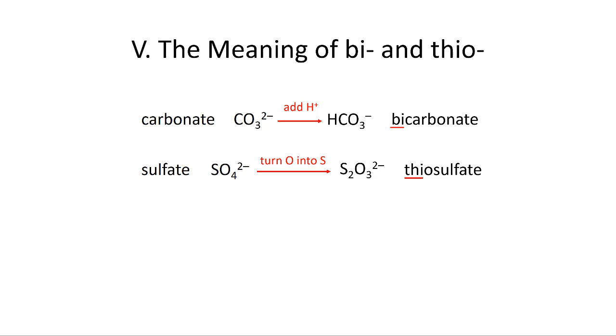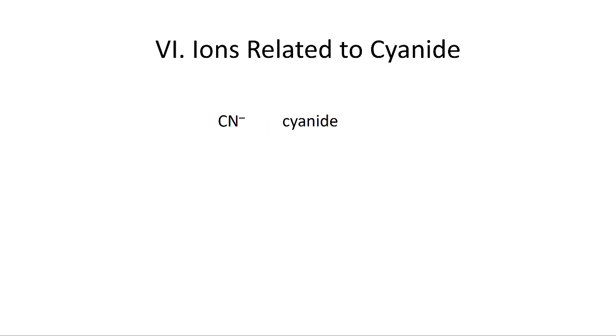So thiosulfate is just like sulfate, except one of the oxygens has been turned into a sulfur. We're going to see this pattern later on a later slide. So remember this prefix of thio, meaning that an oxygen atom has turned into a sulfur atom, but the charge stays the same. Okay, let's look at the next grouping of ions, group 6.